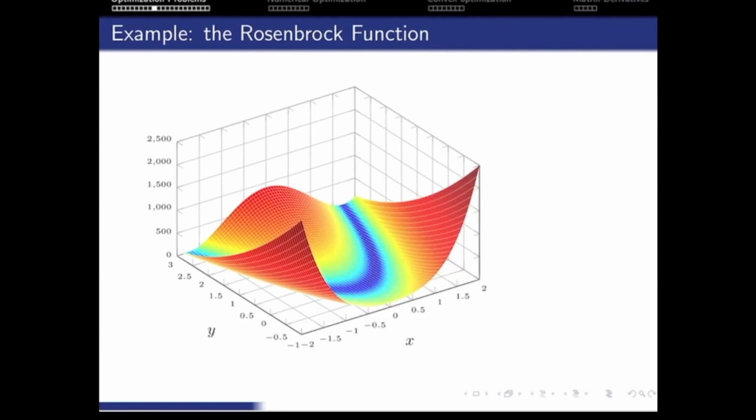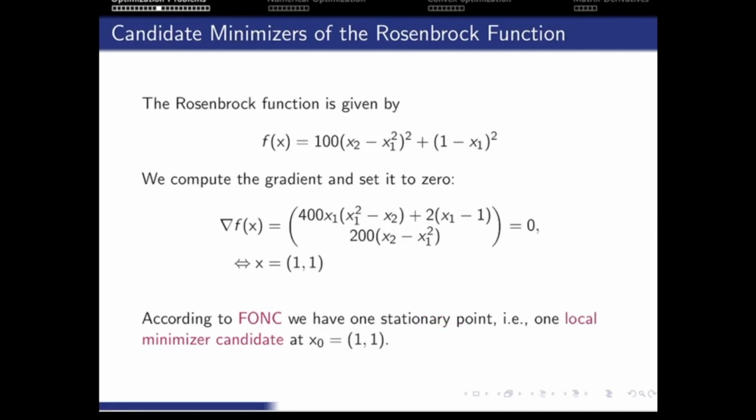Let's go through an example. The Rosenbrock function is somewhat interesting because it's actually quite hard to optimize with numerical optimization, which we will see later. But it's easy to get the minimum directly in an analytical way with the first order necessary condition and the second order necessary condition. So the Rosenbrock function maps from a two-dimensional space, you see here we have the axes x and y, to the real values. Let's have a look at the function value. The Rosenbrock function is given by this term here.